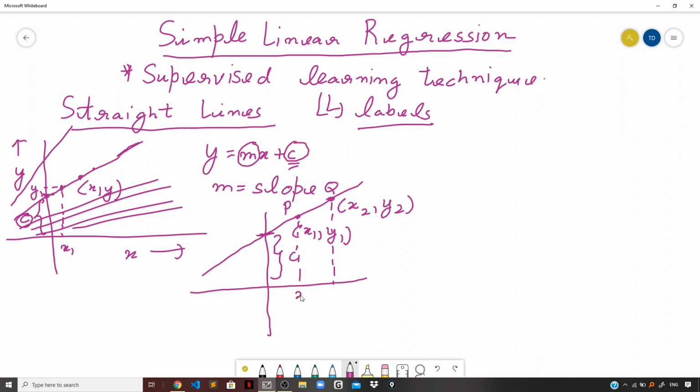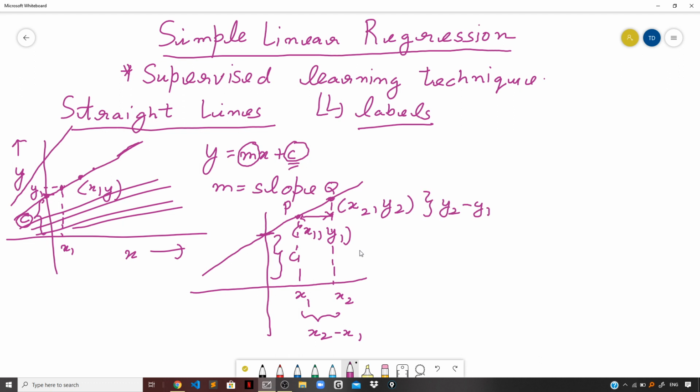You can see we have x1 here and x2 here. If I take this distance into consideration, you can see that the points P and Q are at a horizontal distance of x2 minus x1. And along the vertical axis, the y-axis, P and Q are at a distance of y2 minus y1. So this is the change along the y-axis, and x2 minus x1 is the change along the x-axis.